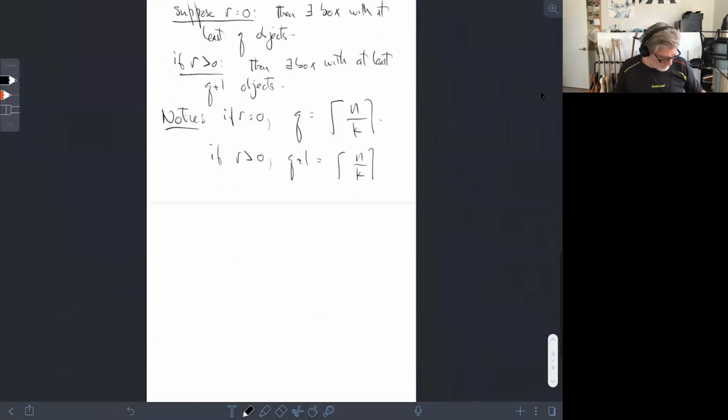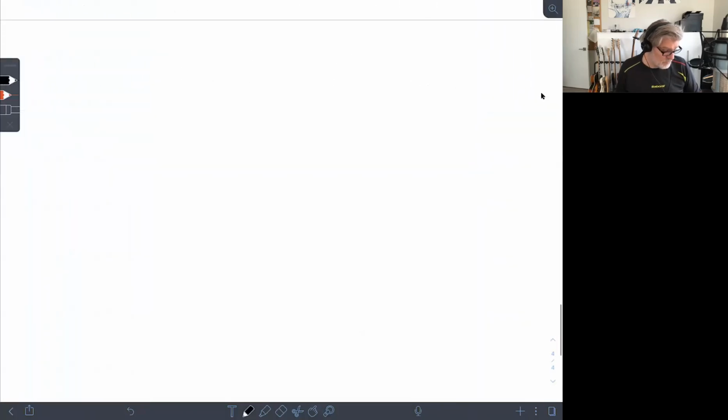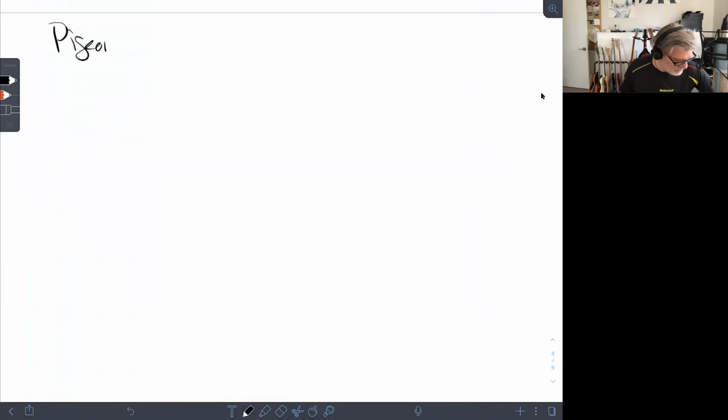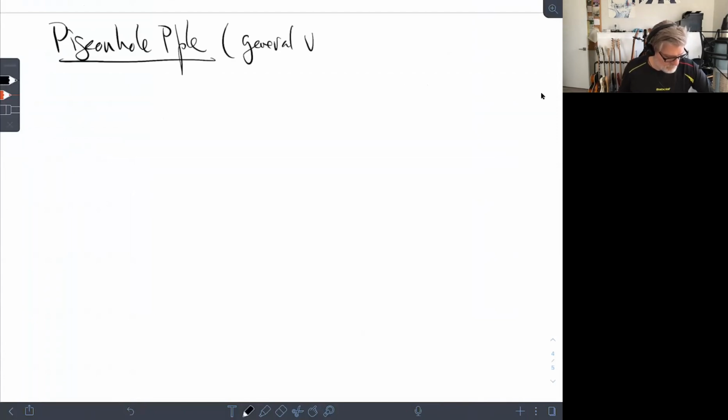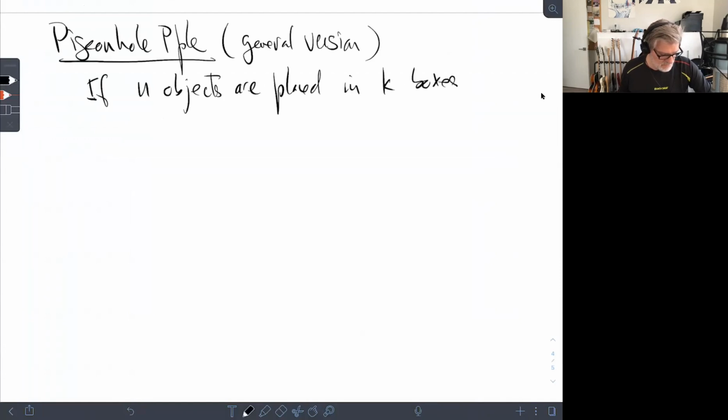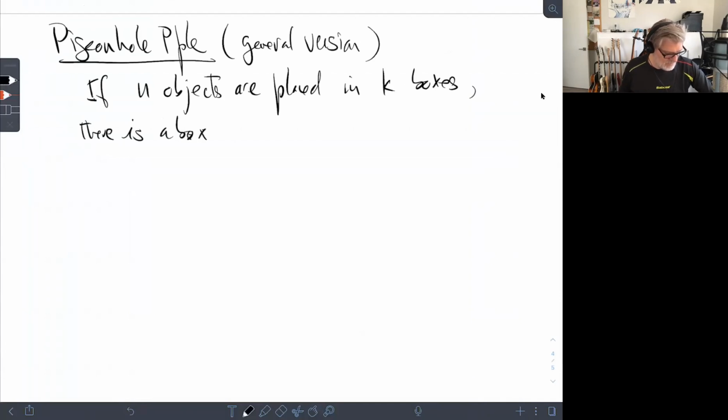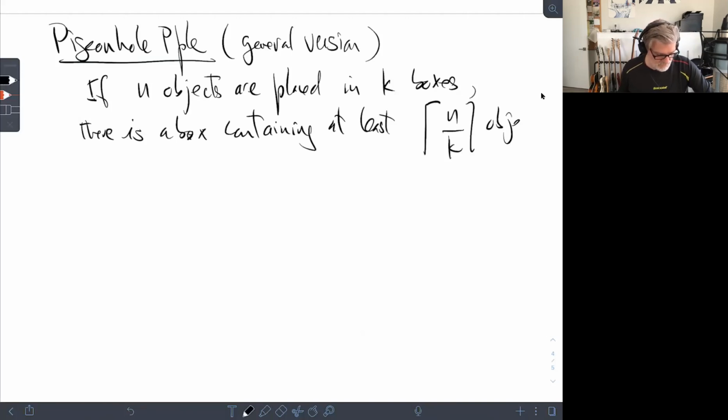Here is the more general version, which I've just proved. This is the pigeonhole principle, general version. If N objects are placed in K boxes, there is a box containing at least ceiling of N over K objects. Okay, so this is what I proved.